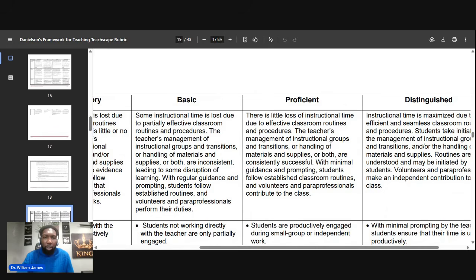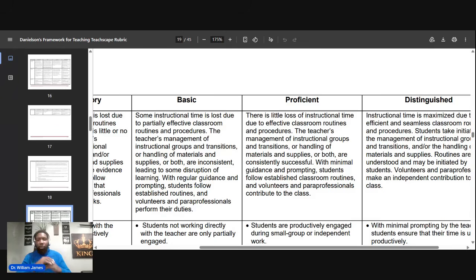So here we see where it says proficient, which will be effective in 2C, there is little loss of instructional time due to effective classroom routines and procedures. The teacher's management of instructional groups and transitions or handling of materials and supplies or both are consistently successful. With minimal guidance and prompting, students follow established classroom routines, and volunteers and paraprofessionals contribute to the class.